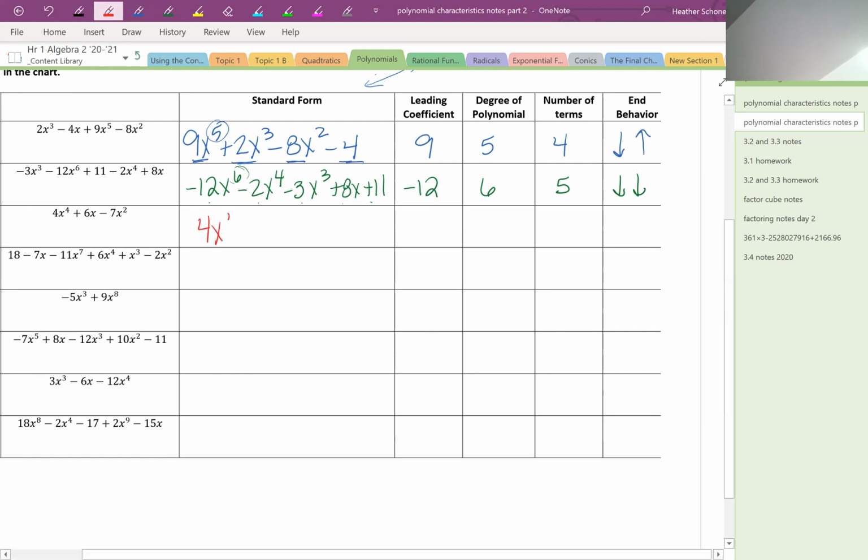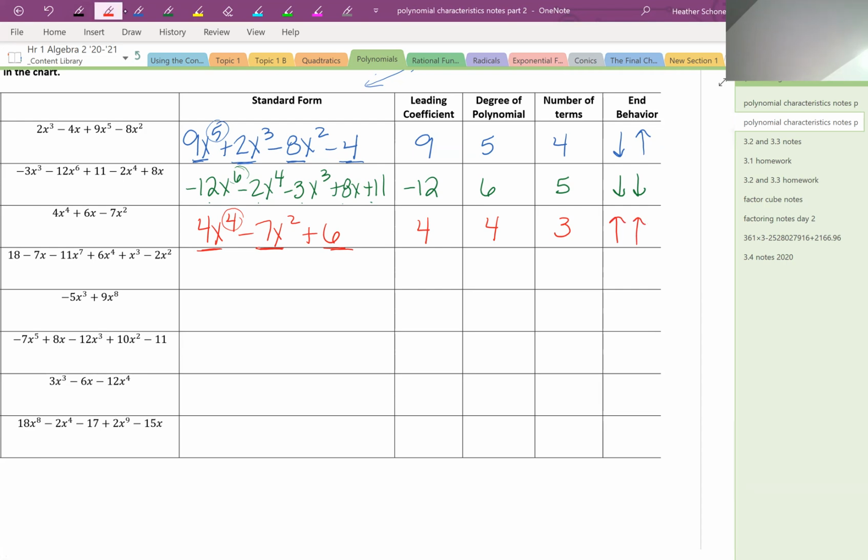So I'm going to have 4x to the 4 minus 7x squared plus 6x. So the leading coefficient is the number in front, which would be 4. The degree is the highest exponent, which is also 4. The terms would be 1, 2, 3 terms. Now for the end behavior. Because the degree is even, it's going to be going the same way. And because it's positive, that same way is going to be up. All right, let's look at the next one.